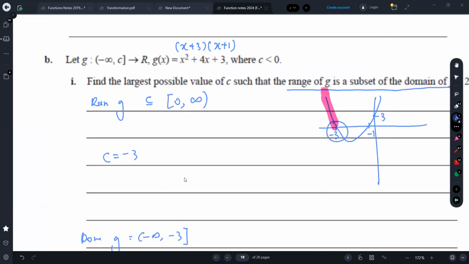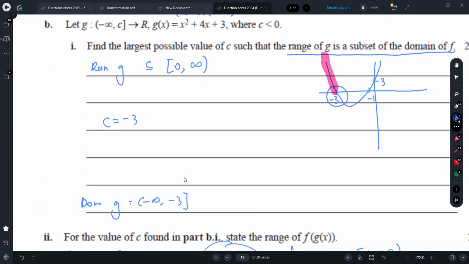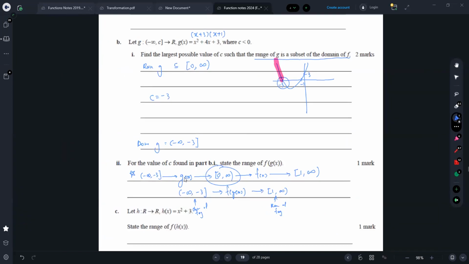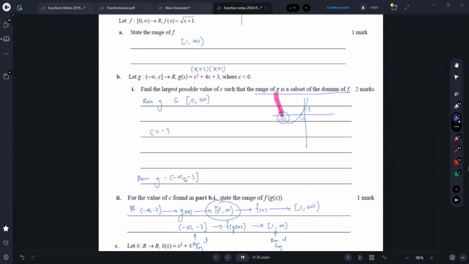That's why you have to make sure the range of the inside function is contained within the domain of the outside. That's the thing I was talking about earlier. If it came out as not 0 to infinity, and wasn't contained within it, it wouldn't exist. It wouldn't work. Testing if it exists is always the first thing you do: is the range of the inside a subset of the domain of the outside? That's basically what we did here.